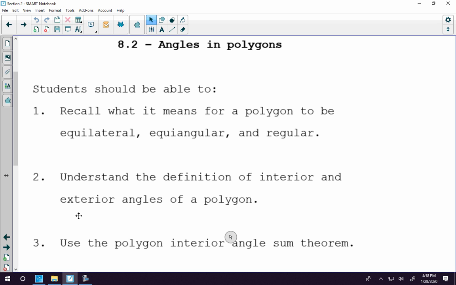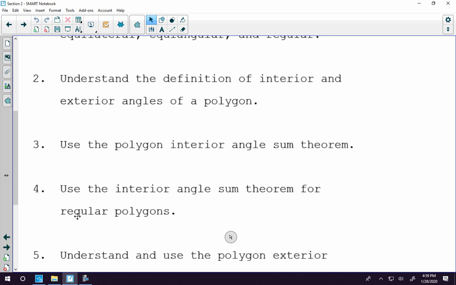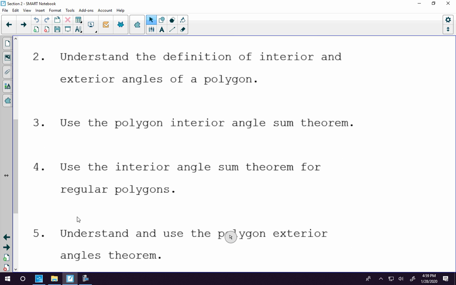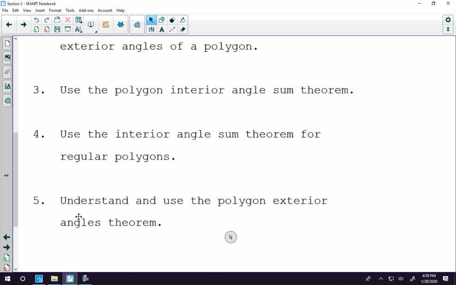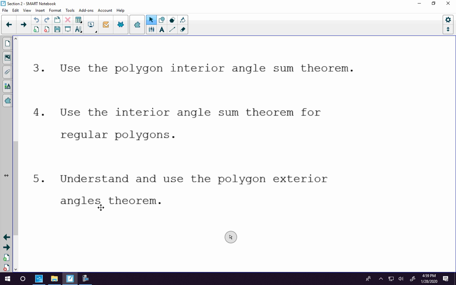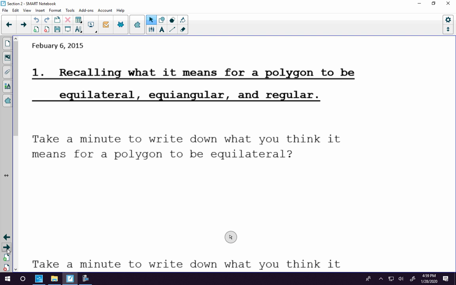Objective 2 is to understand the definition of interior and exterior angles of a polygon. Third, we're going to use the polygon interior angle sum theorem. Fourth, we're going to use the interior angle sum theorem for regular polygons, noticing that in objective 3 we're not talking about regular polygons. And lastly, the fifth objective: understand and use the polygon exterior angle sum theorem.